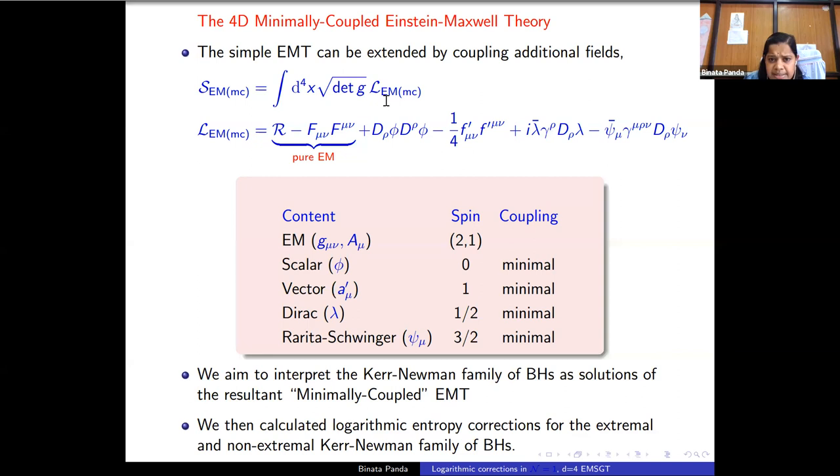However, as you can see, the coupling is minimal. They only couple through the determinant of g to the background, so there is no interaction. That's why we call it minimally coupled Einstein-Maxwell theory. And this theory will only admit the solutions of the pure Einstein-Maxwell theory. If you have some non-minimal coupling, some interaction, then that can admit different kinds of solutions, like scalarized solutions or some dilatonic black holes. However, our minimally coupled generalized Einstein-Maxwell theory can only admit the solutions of the pure Einstein-Maxwell theory. You don't have any extra solution. So we have just the Kerr-Newman family of solutions, but it can be coupled to some extra fields. So we calculated the logarithmic entropy corrections for the extremal and non-extremal black holes in this generalized theory.